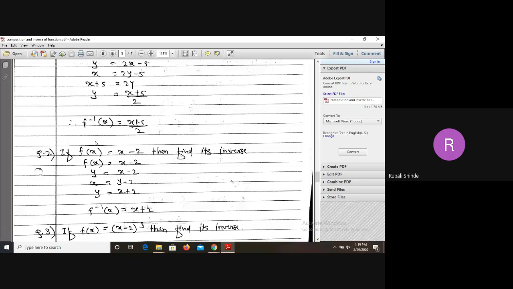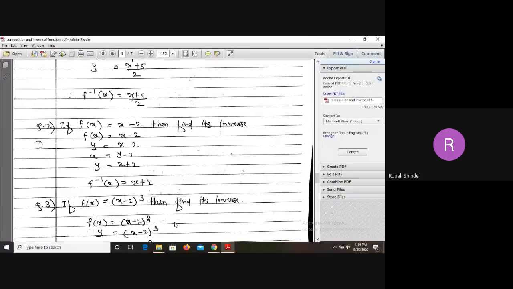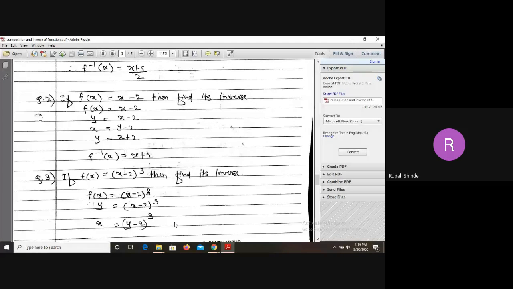Now let us see the third problem. If f of x is equal to (x minus 2) whole cube, then find its inverse. So first, what is the first step? We have to replace this f of x by y. So y is equal to (x minus 2) whole bracket cube. This is the equation after applying step number 1.